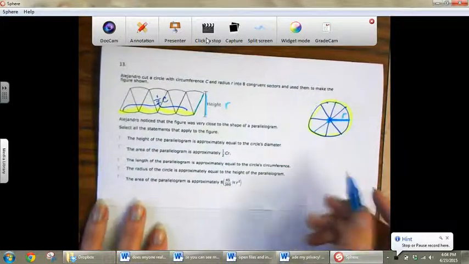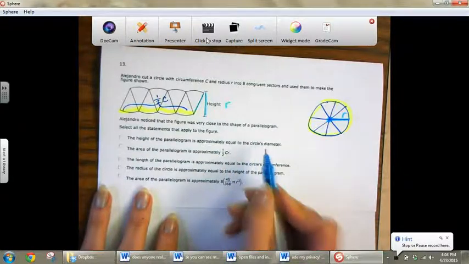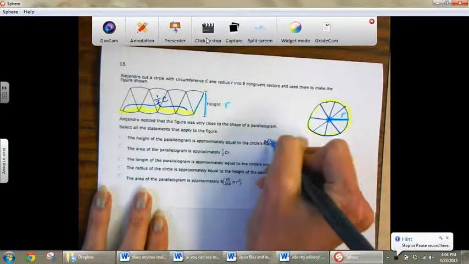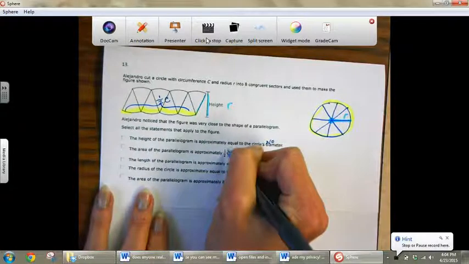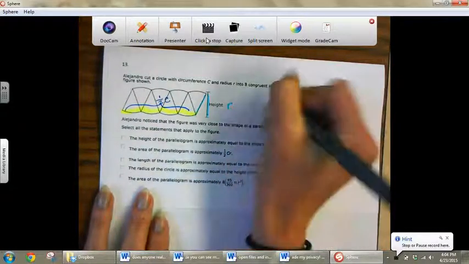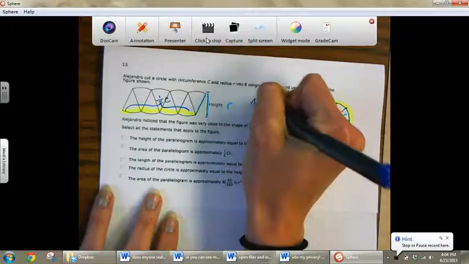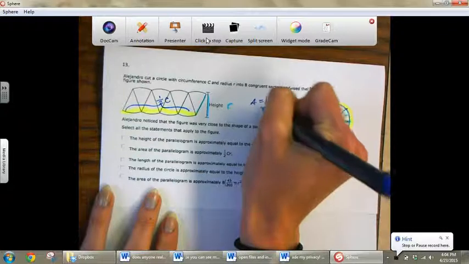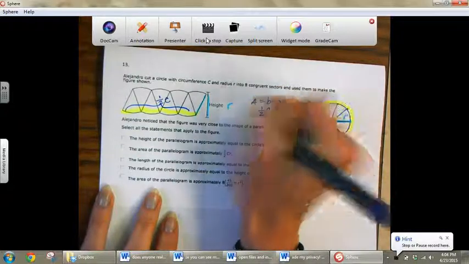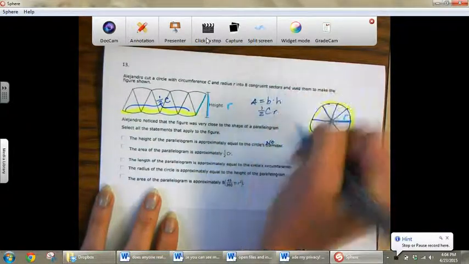So, the height of the parallelogram is the diameter. Well, no, we just said that's not true. It's the radius. The area of the parallelogram is approximately 1/2 CR. Well, the area of a parallelogram is base times height. And the base of our parallelogram is half the circumference, and the height is the radius. So yeah, that would work.